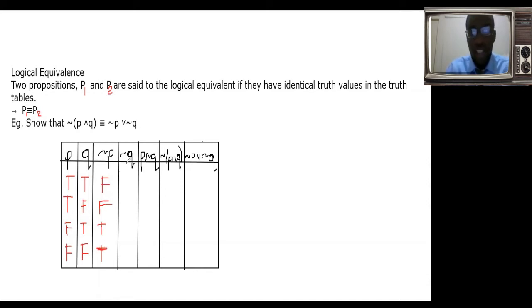Then we're going to have the negation of Q. The negation of true is false. The negation of false is true. The negation of true is false. And the negation of false is true. Now P and Q. P and Q is only true when both conditions are true. So here we have true and true. That's the only time it's going to be true. Everywhere else the statement is false.